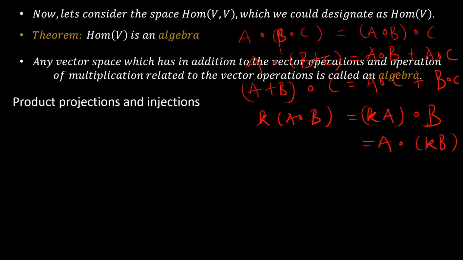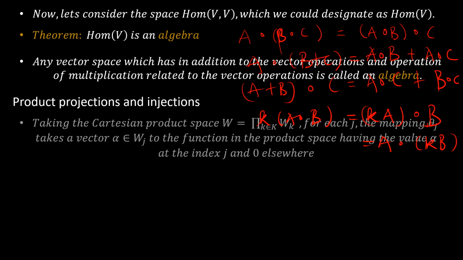Next thing we're going to look at is a very interesting concept. Up to now we've looked at product projections, that is a vector analog of the coordinate functional, but here we are now going to look at the pi i or pi j with respect to the product spaces, and then we'll also look at the injections.